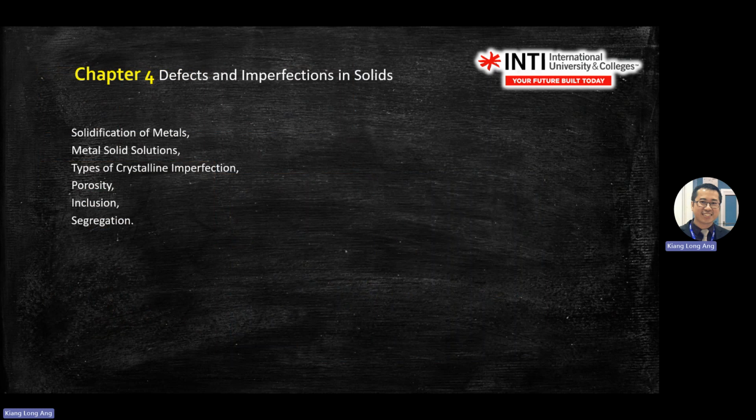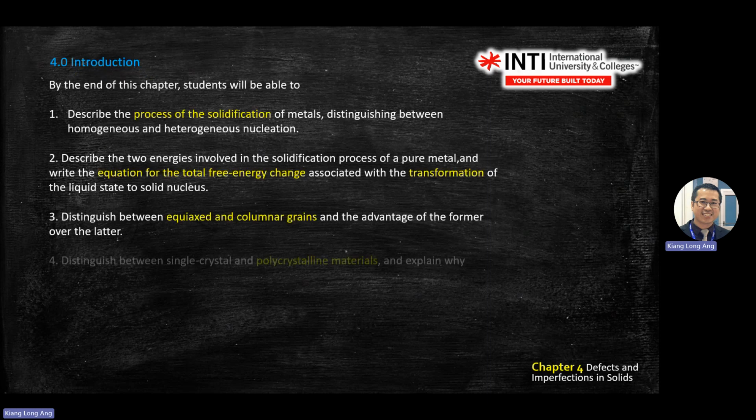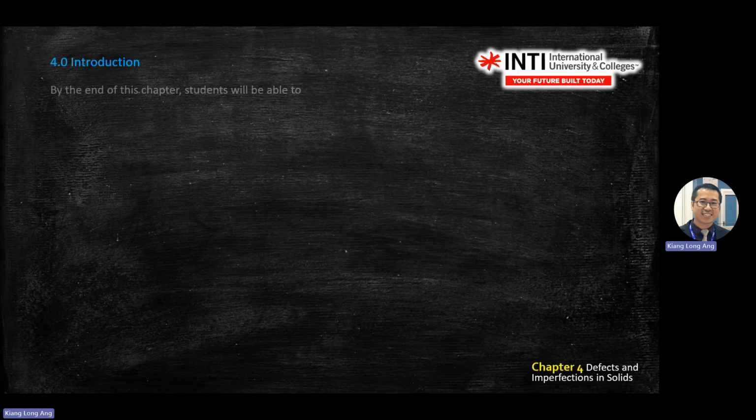So today we go into chapter 4. We look into defects. Defect means something already broken, or an imperfection that makes the metal fail. So we'll cover solidification, then what kind of imperfections that we have. So we go into a few formulas to calculate.